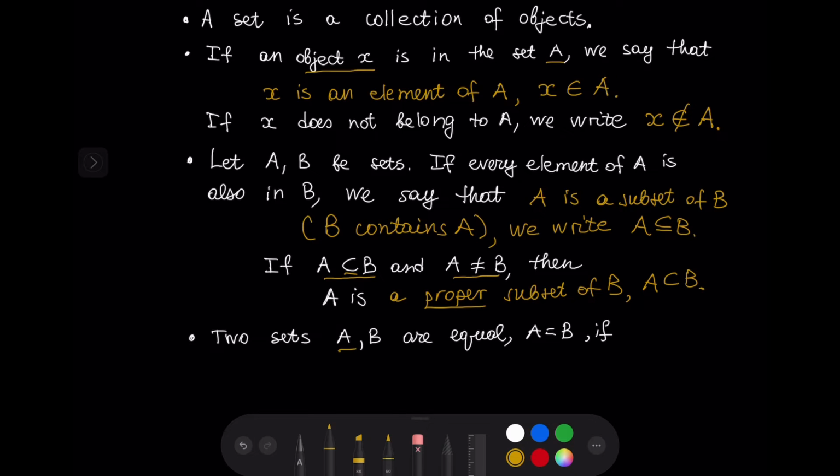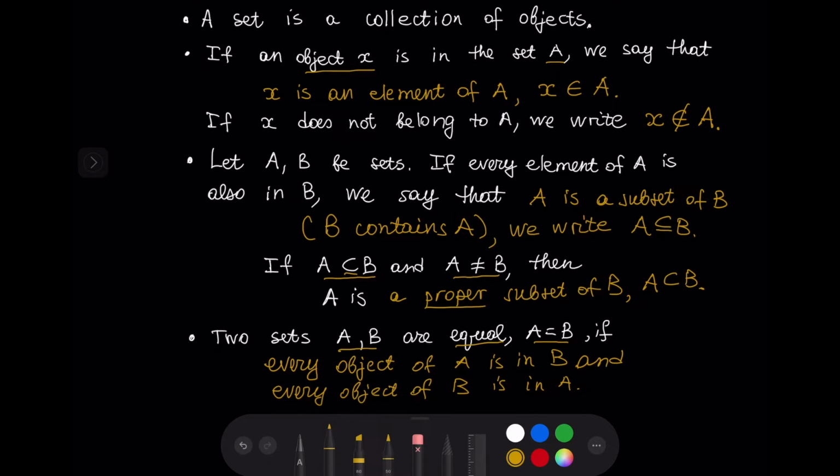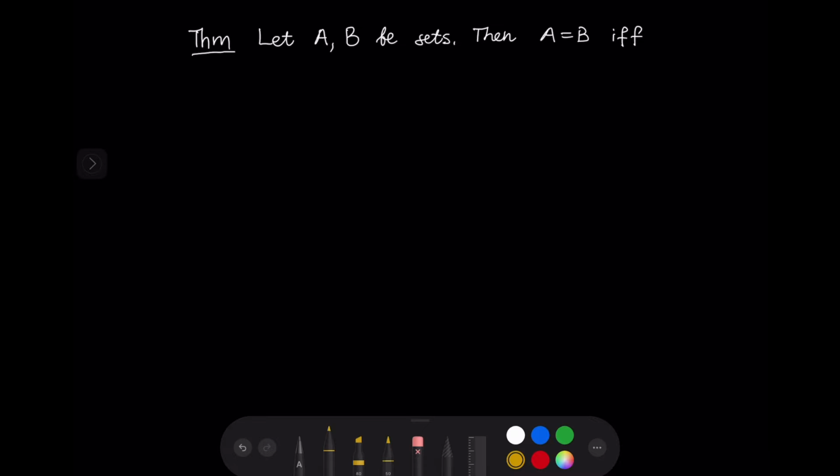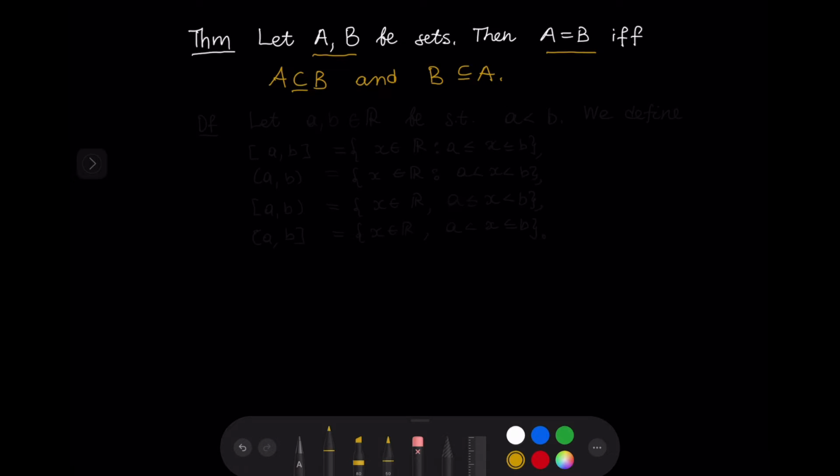And two sets A and B are equal, and we write A equals B, if every object of A is in B and every object of B is in A. So basically, if A and B consist of exactly the same objects, then these two sets are equal. So in analysis, in some proofs, it is used that two sets A and B are equal if and only if A is a subset of B and B is a subset of A. So the proof of this theorem is very straightforward. It follows directly from the definition of the equality of two sets and the definition of the subsets, so we are not going to provide it here.